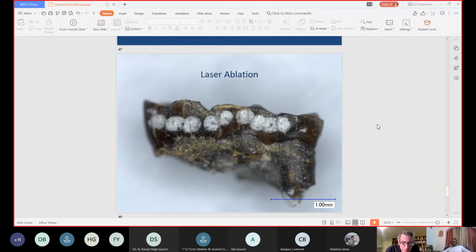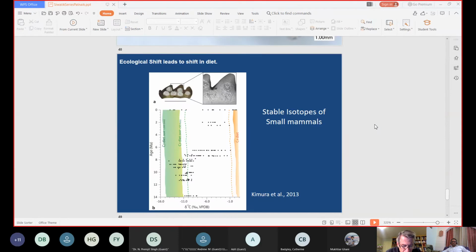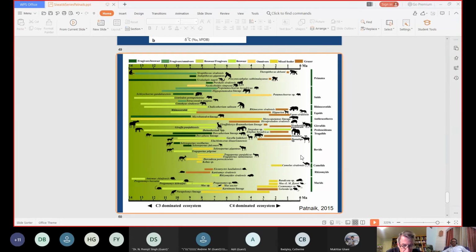Also, we applied laser ablation to rats and mice because they are very tiny, and collaborating with Larry Flynn, Louis Jacobs, and Yuri Kimura, we could reconstruct that there was a shift in diet among the small mammals as well. The murine rodents also shifted in their diet over a period of time, coinciding with the major ecological shift. So the overall picture, which is still being generated and worked upon, shows that as we move from middle Miocene to Pleistocene, the landscape was mostly replaced by grassland somewhere between 9 to 7 million years.